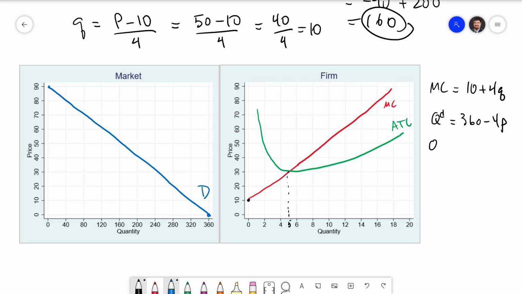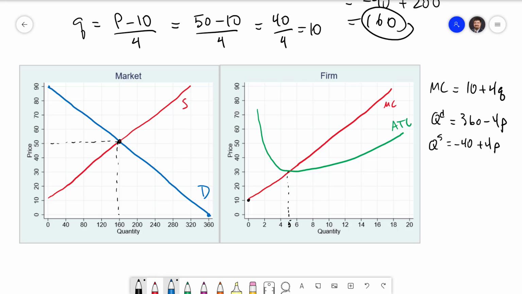Our market supply, which we solved for earlier, was negative 40 plus 4P. To get the price axis intercept, note that 40 divided by 4 is 10. And so that's going to look something like this. Our equilibrium is a price of 50, quantity of 160, which we solved for earlier.